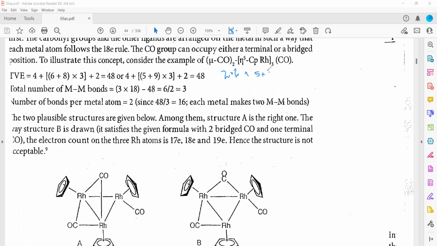And rhodium is 9, and you need to multiply it by 3 because there are 3. And then again, there is one normal carbonyl. No mu is written, which means it is a terminal carbonyl. Now, if you calculate it, then it is 48.